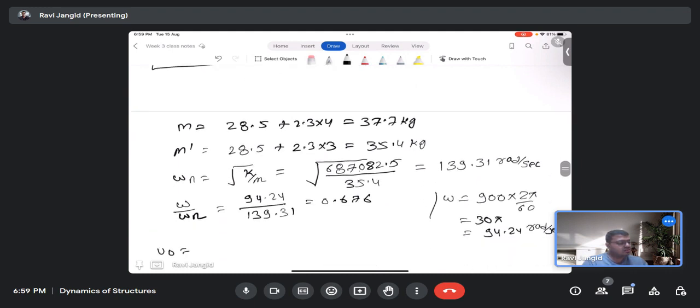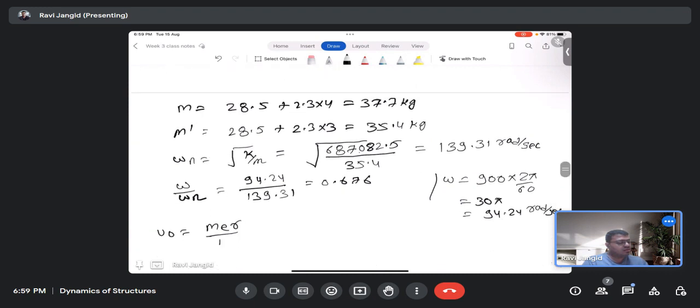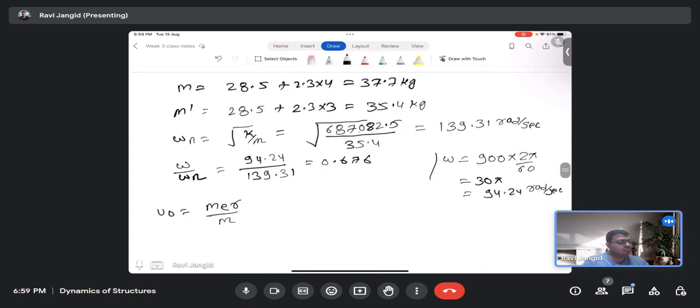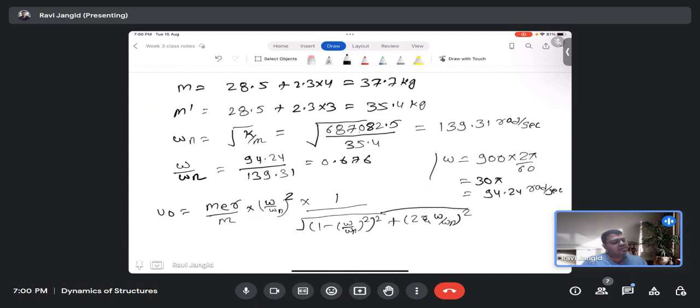So now put the value into u naught: me into r by m, into omega by omega n square, into rd, that is 1 minus omega by omega n square, plus 2 xi omega by omega n square. Please find out the value of u naught.